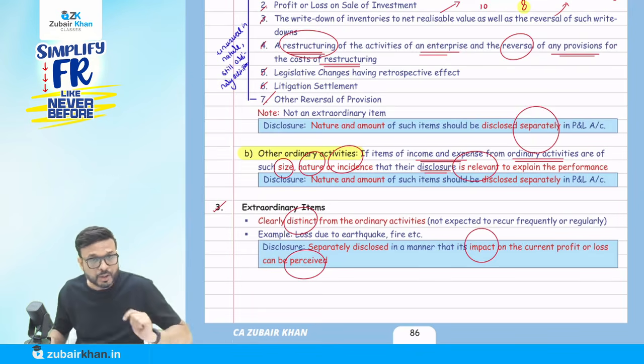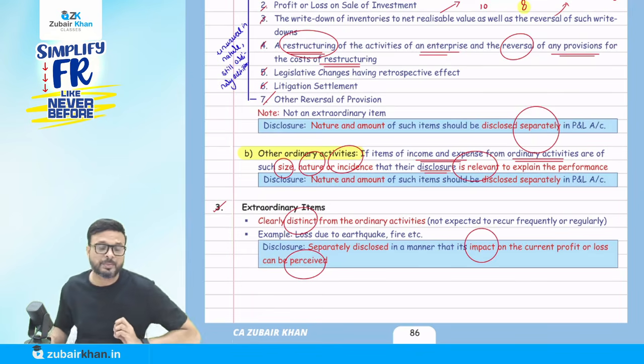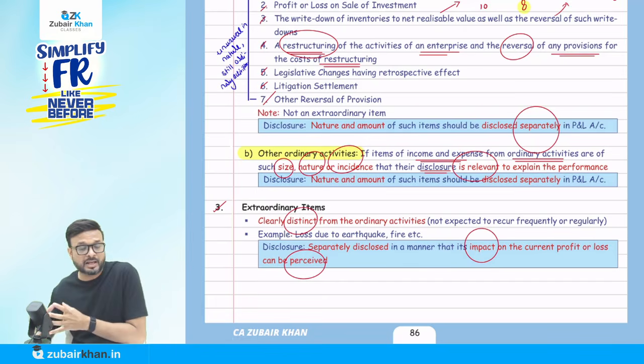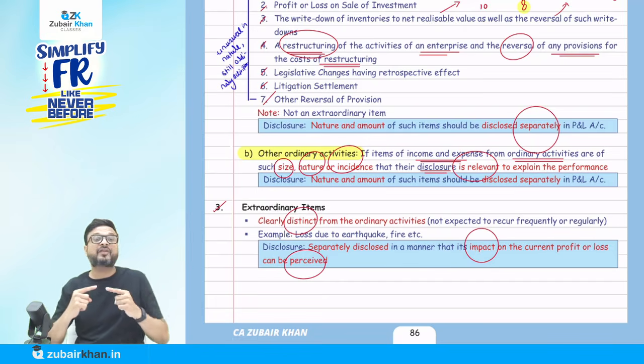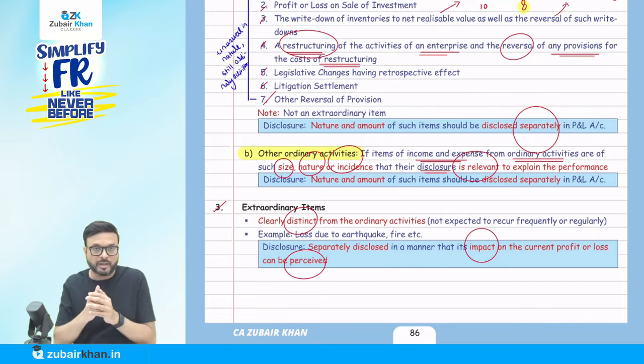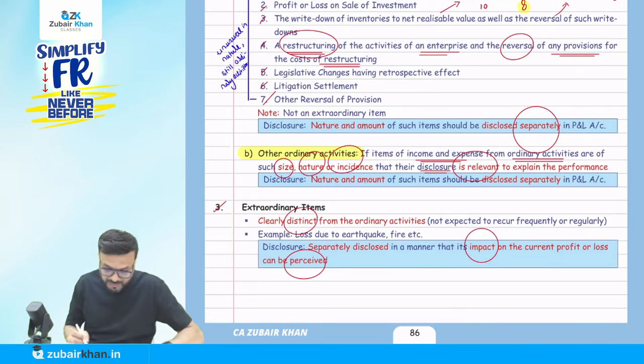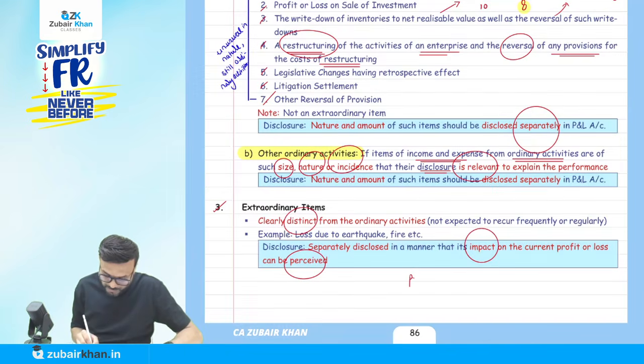You know that in Schedule 3 of the Companies Act 2013, when you talk about the financial statement and how to present the P&L account, they also bifurcate it. How much profit you have before the extraordinary item, then the extraordinary item, and how much profit you have after the extraordinary item. Let me write it down here. Profit before extraordinary item. Suppose it is 10 lakh.